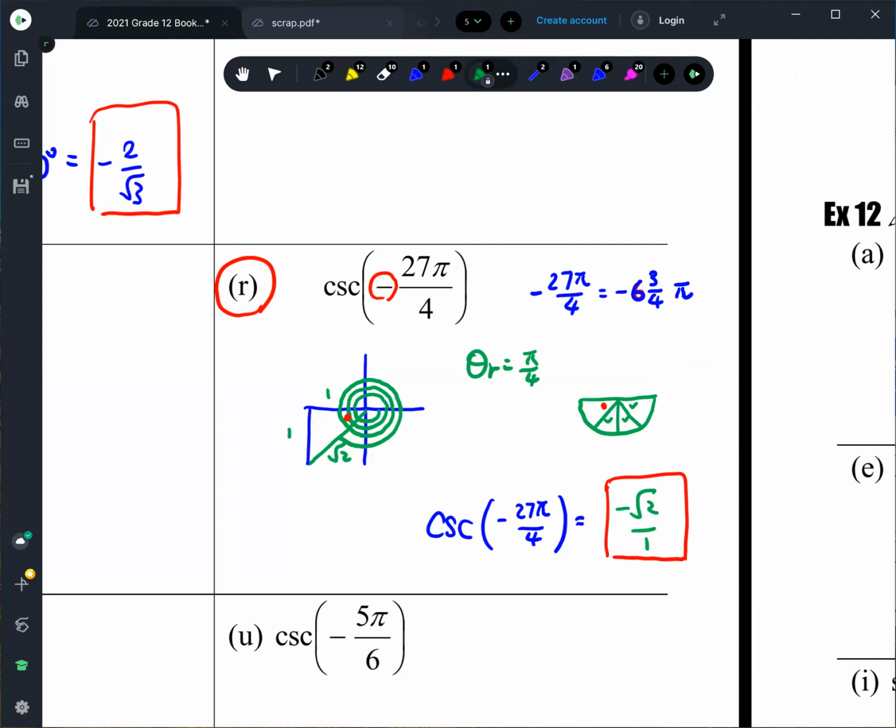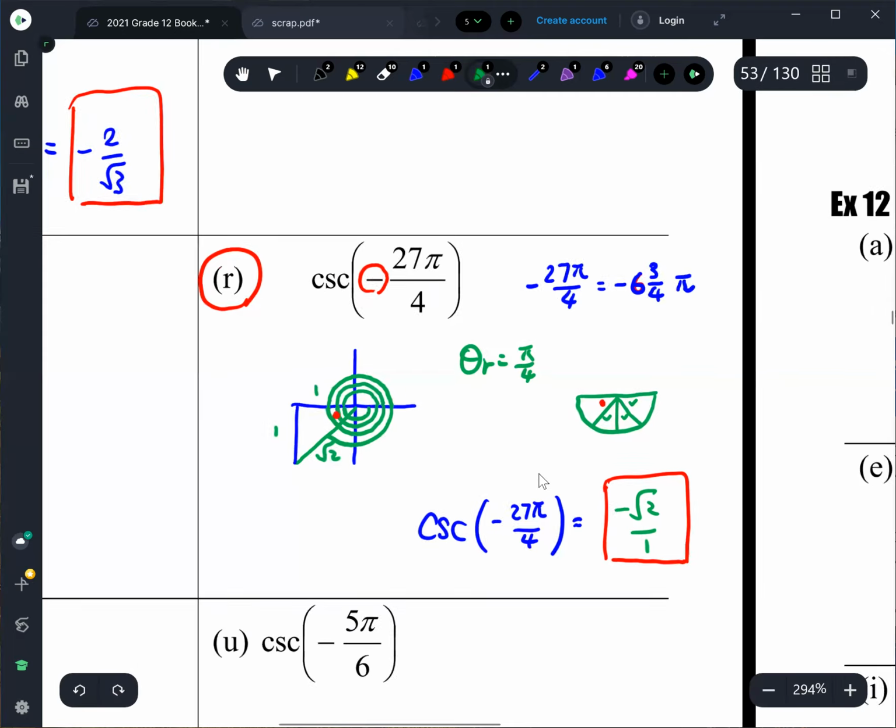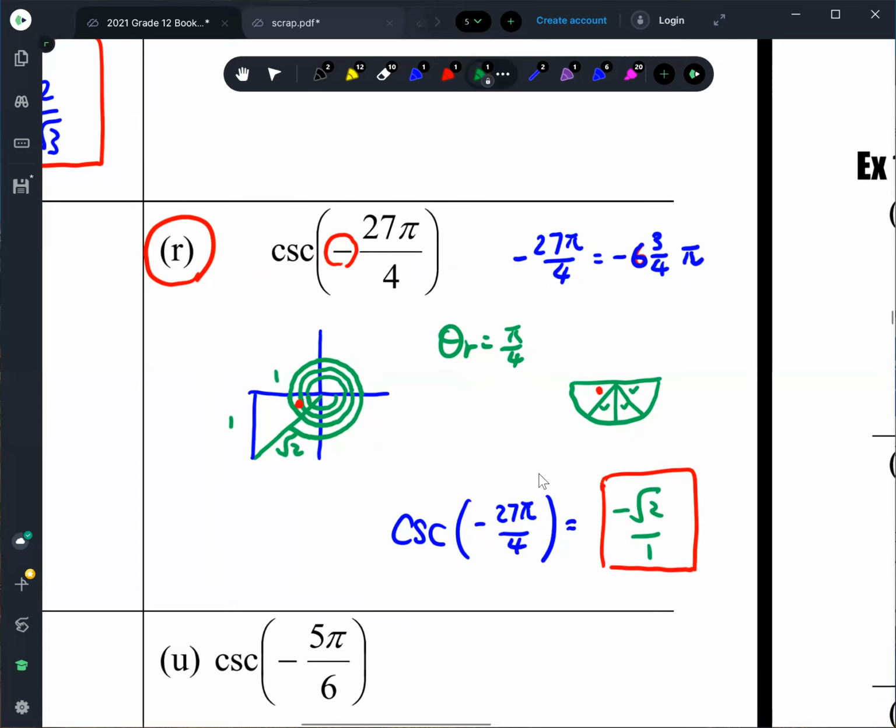Okay, Kellen, Claire, Evan, and Justin, do you have any questions? How we get negative root 2? No. Okay. How about you, Evan and Justin? Justin, do you have questions? No. Okay, yeah, your homework will be like this, okay?